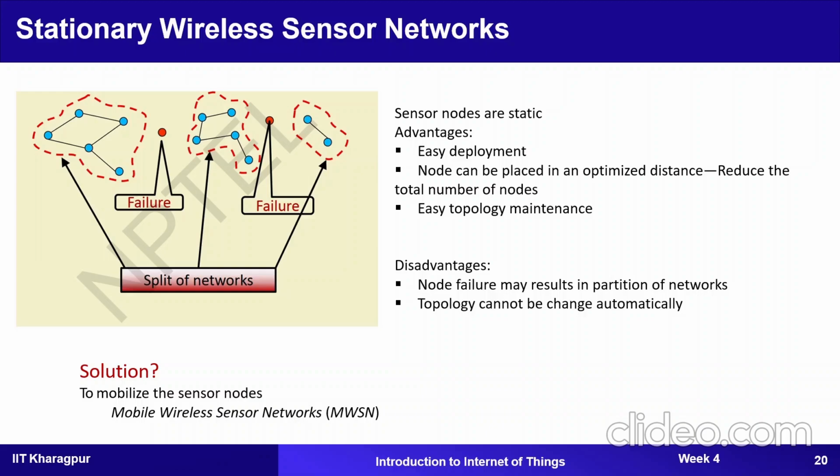A UAV network should be able to cover a large area, and it should be easily reconfigurable. If any device fails, there should be another device which covers the area that was covered by that particular device. So the complete network should be easily reconfigurable.